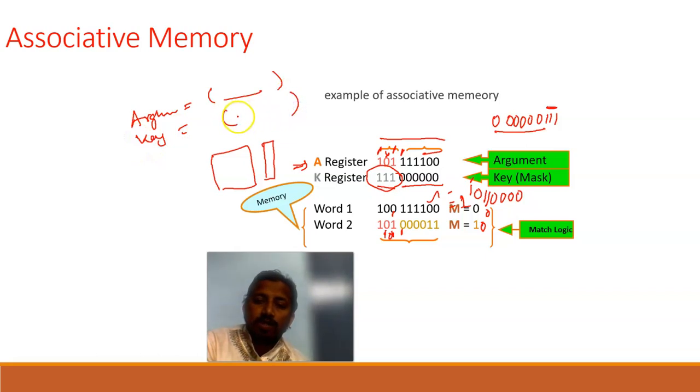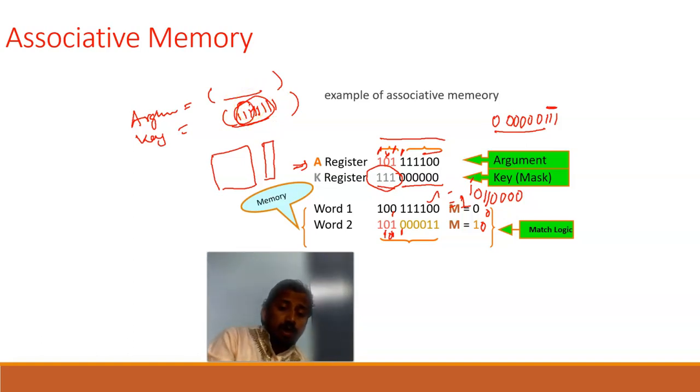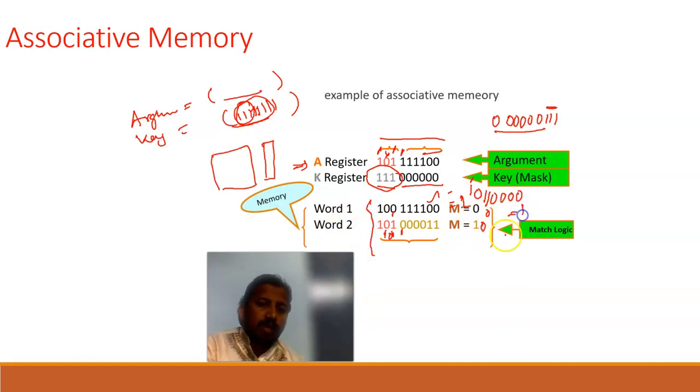So wherever the key register values are 1, you may have 3 ones, 4 ones, or all ones. You want to fix it up. It's your wish. How many bits have to be similar with the argument register has to be defined in the key register. And the locations where it should be similar, that has to be defined by the key register. So once you define that, it will check the words in this. If it matches, it will give it as 1. If no match is there, zeros.